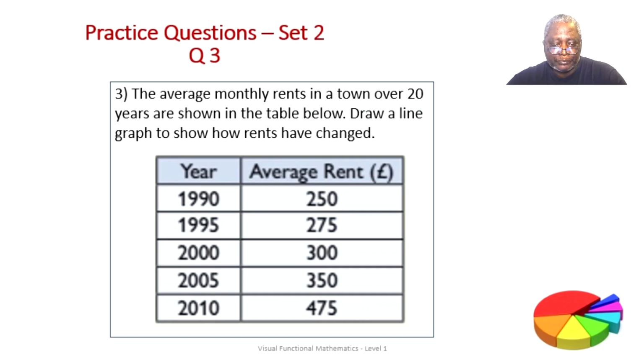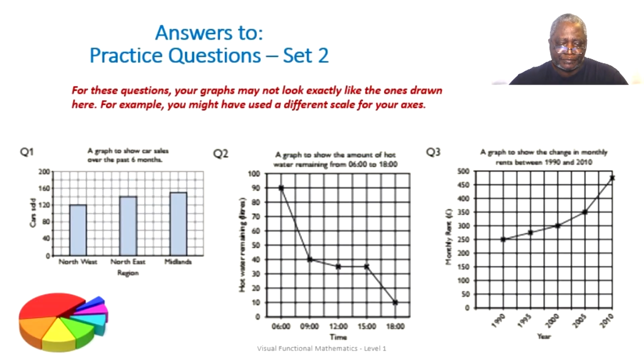Practice question 3. The average monthly rent of a town over 20 years is shown on the table below. What kind of graph do you think you need to draw? Your answers are shown on the next slide for the 3 questions. Please make sure whenever you answer a question you go through and make sure you have not missed any important information. For these questions, your graphs may not look exactly like the ones drawn here. For example, you might have to use a different scale for your axis, but at a glance it should tell you the information it represents.